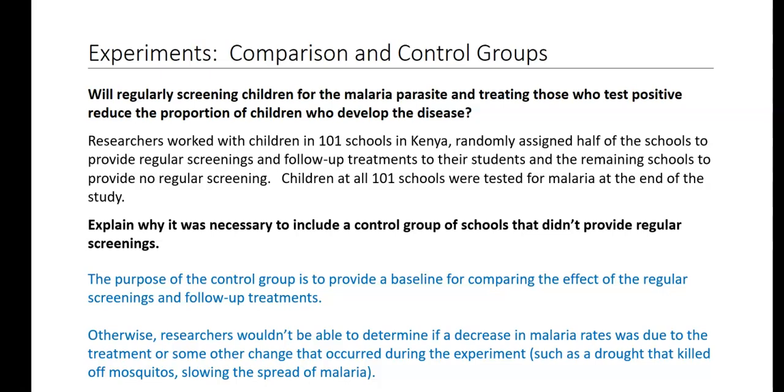They won't be able to determine if the decrease in malaria was due to the treatment or maybe some other change, like a drought that could have killed off the mosquitoes. Oh, that's a really interesting point, because mosquitoes are many times the way that malaria is spread. So yeah, there could be some big environmental factors that could come into play. So having a control group, really smart move there for that experiment.